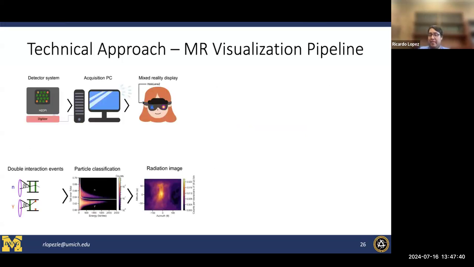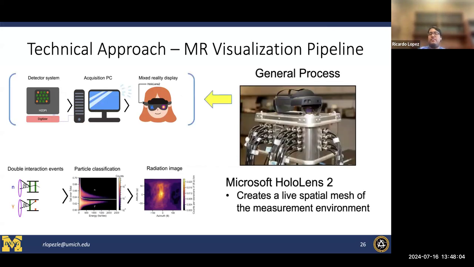With respect to the mixed reality approach, we developed a pipeline where we have the detector system. In this case, it's the scatter-based H2DPI. And we have a data acquisition computer that takes in the raw data and then does all the necessary calculations to get the angular information, i.e. the projection cones. And then the real key to this process is making use of the Microsoft HoloLens 2. This device is an augmented reality headset developed by Microsoft. And the most noteworthy thing about it is it has a lot of sensors in its front visor that allow it to create a live spatial mesh of the user's current environment.